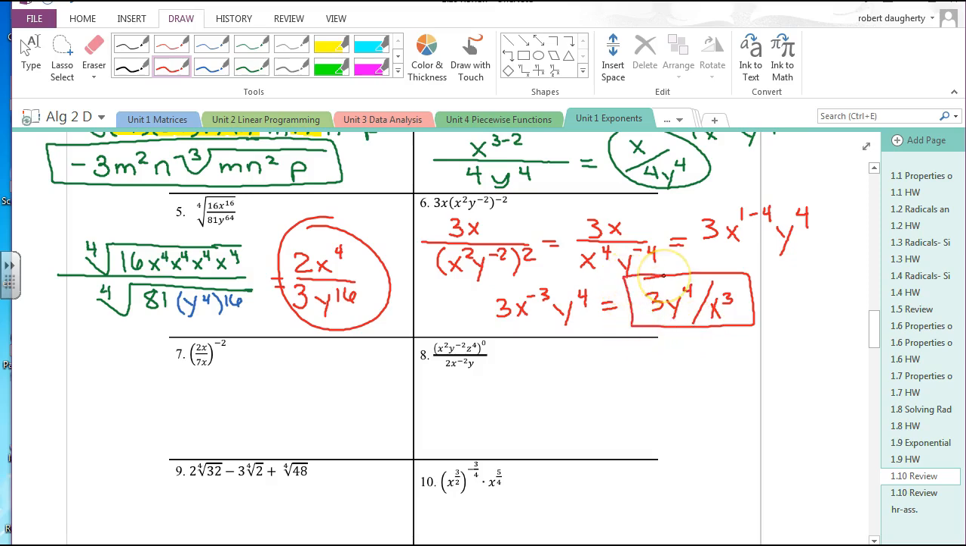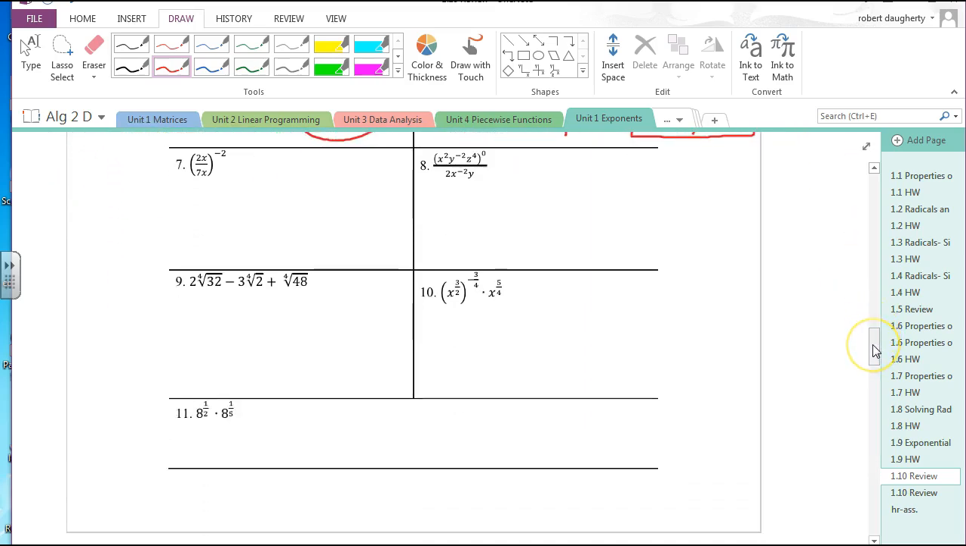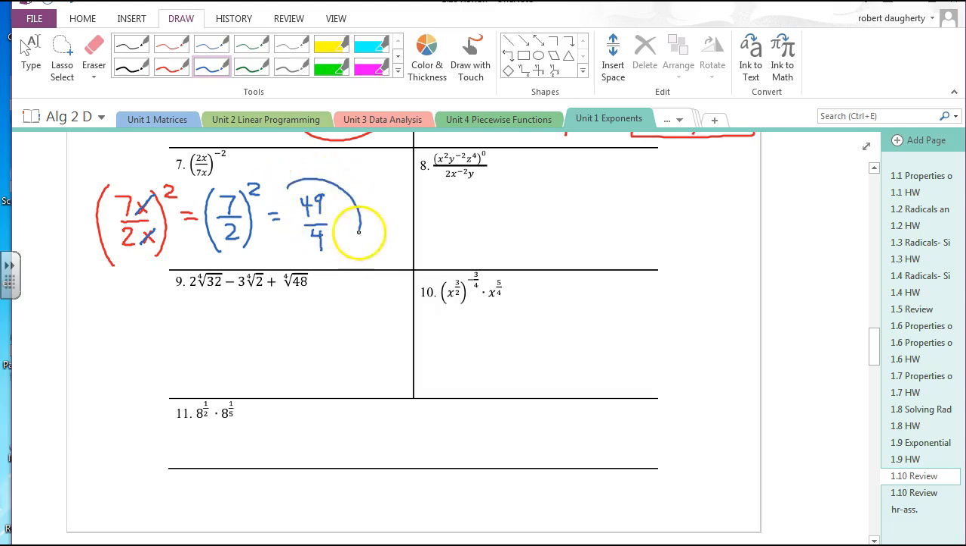You just need to keep straight all the properties of exponents, handling negative exponents, and how you combine quotients with exponents. Number 7, an expression raised to the -2 power. That's the same as 7x over 2x squared. Well, let's make this easier. X over x, that's 1. This is 7 halves squared. This is 49 over 4.